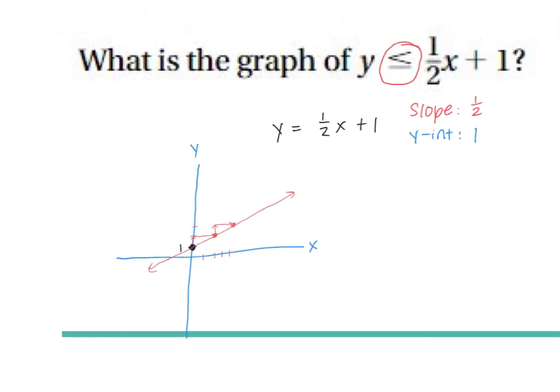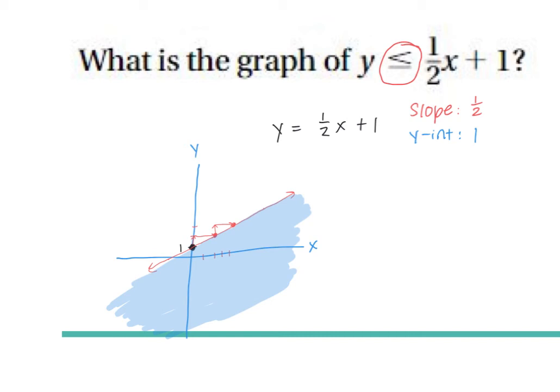Now, it's less than. So are we going to shade below or above? Below, okay? So we're going to take out our highlighter and just shade everything underneath the line. And nothing above the line. And then let's check it. So give me a point that's in the blue region that we can check. Any point.